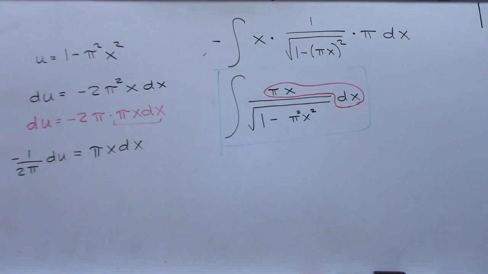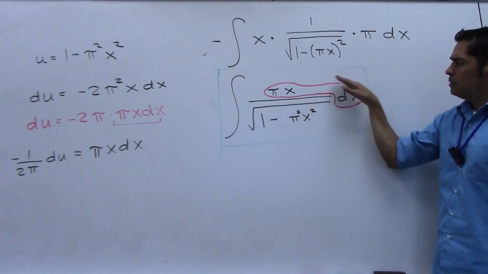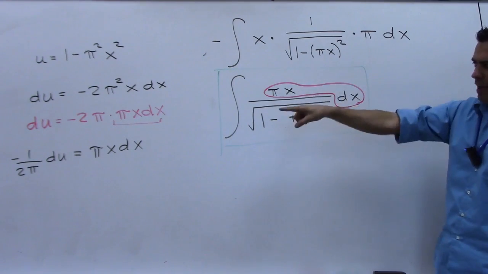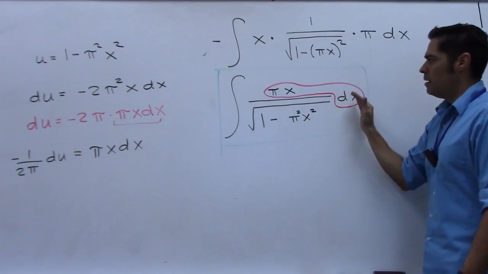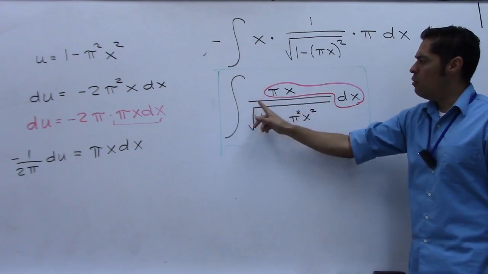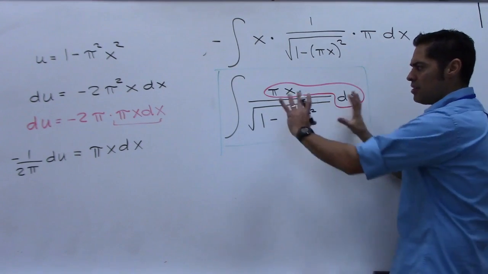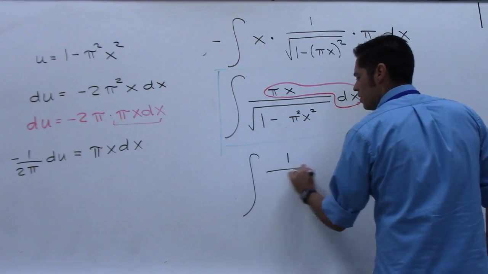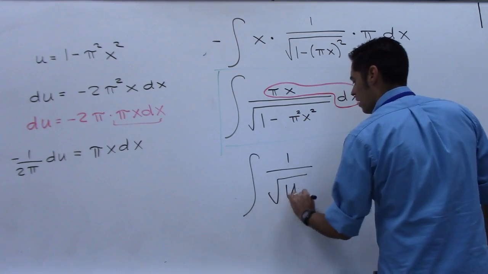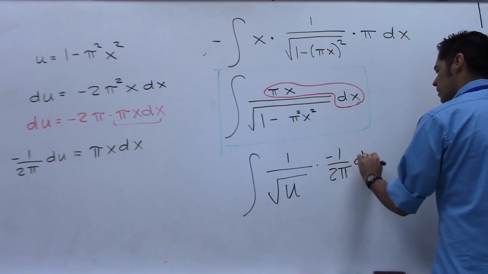And that allows me to rewrite the whole problem. What's in red is going to become what? Du. Almost like all that du, right? Like negative 1 over 2 pi du. That's what this is going to become. And then I'll have a 1 over the square root of u. So just this green thing is going to become 1 over the square root of u times negative 1 over 2 pi du.